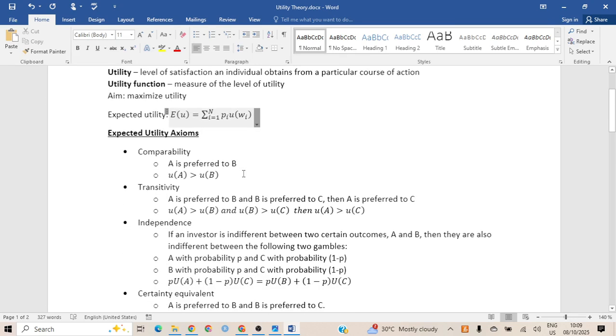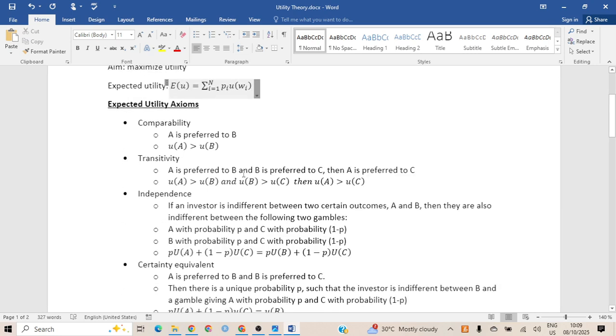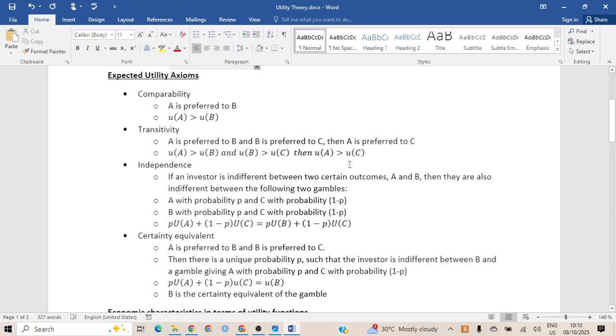So there are four utility axioms. One, comparability, two, transitivity, three, independence, and four, certainty equivalent. In the first one, comparability, if A is preferred to B, then utility of A is greater than utility of B. Transitivity: if A is preferred to B and B is preferred to C, then of course A will be preferred to C. So in terms of utility function, it is written as utility of A is greater than utility of B, and utility of B is greater than utility of C, then of course utility of A will be greater than the utility of C.